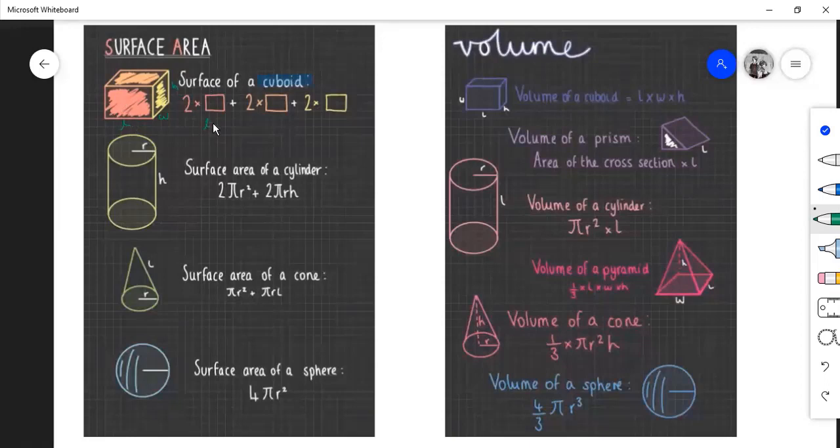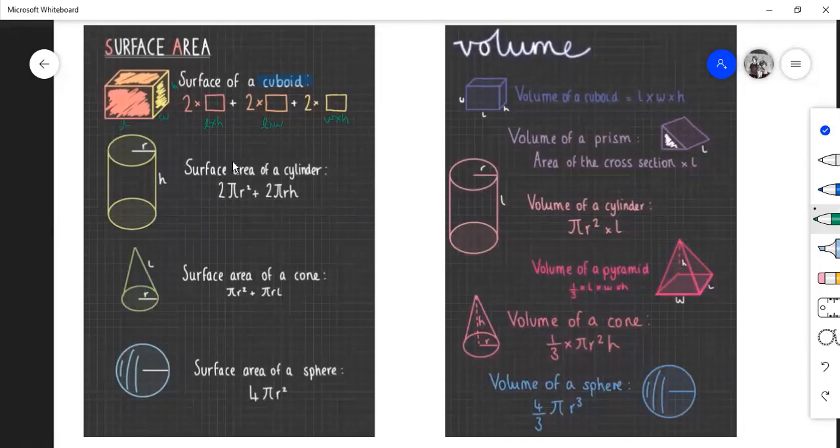So I'm going to put here length times height, and then 2 times the top part, which is length times width, and then 2 times on the left hand side, which is width times height. So that's how we actually find the surface area of a cuboid. Right? So they have double because each side they have double, front and back, left and right, top and bottom. Okay. Now the next one, surface area of a cylinder.